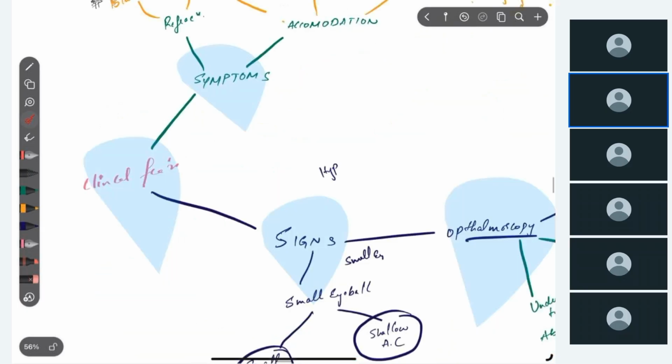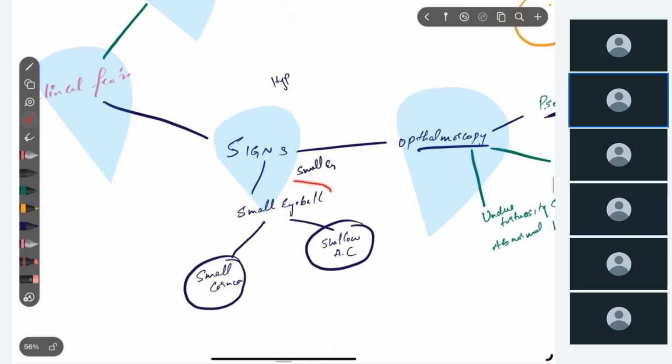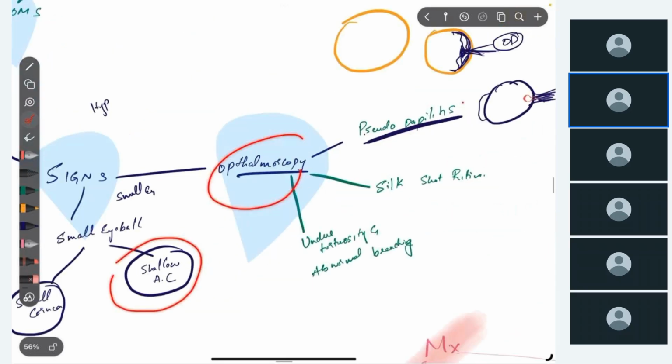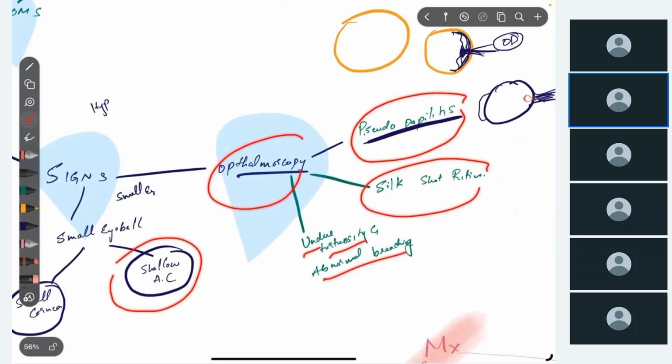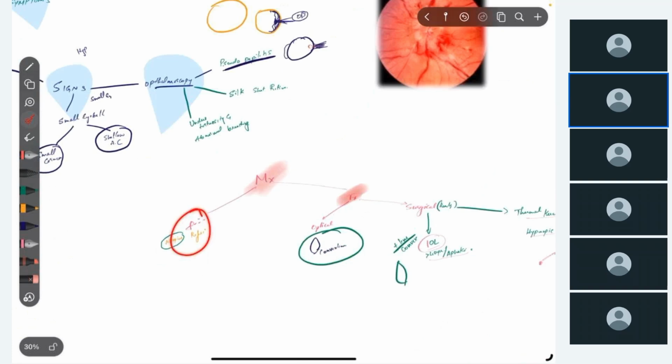And then we saw the signs. This hypermetropia is seen in a patient who has small eyes. So the patient will have a small eyeball, because of which he will have a small cornea, and then he will have a shallow anterior chamber. When you do ophthalmoscopic examination, you will see pseudopapillitis, short retina, and undue tortuosity of vessels and abnormal branching. Management: investigation, again refractive error correction, and treatment is optical and surgical.